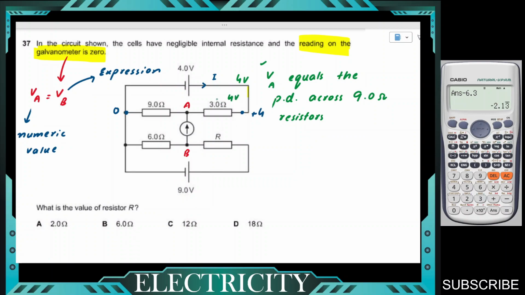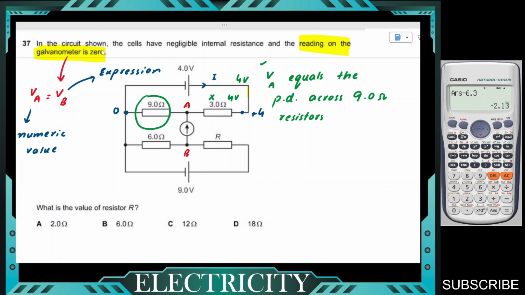side, and out of that 4 volt, some of the voltage is dissipated across this one, and the leftover is provided to the point A or to the 9.0 ohm resistor. The difference is just because of the direction of current and the orientation of the battery, nothing else. So in this case, the potential at A equals the potential difference across the 9 ohm resistor, not the potential across the 3 ohm resistor.